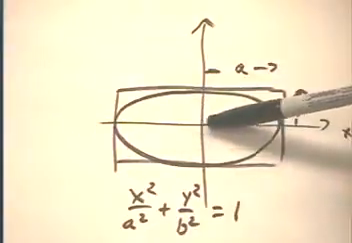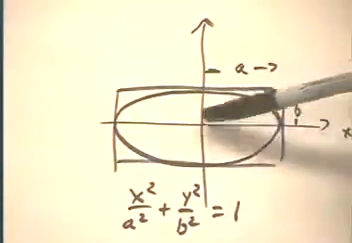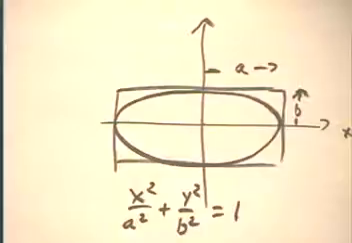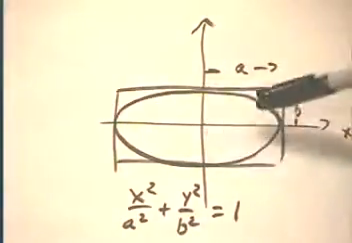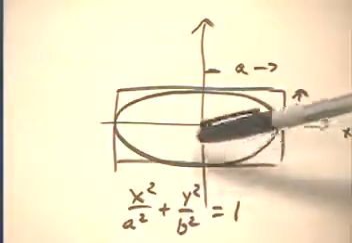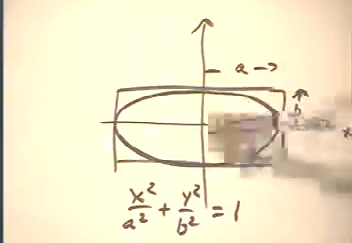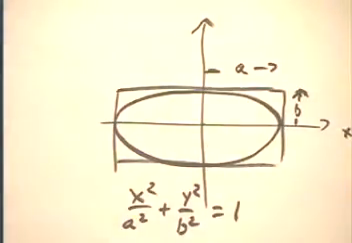This dimension from here to here, a, is called the semi-major axis, and b is called the semi-minor axis. The whole axis from here to here, corresponding to a long diameter, is the major axis, and this, the shortest possible diameter, is the minor axis.